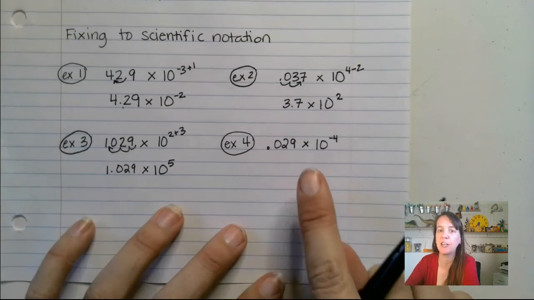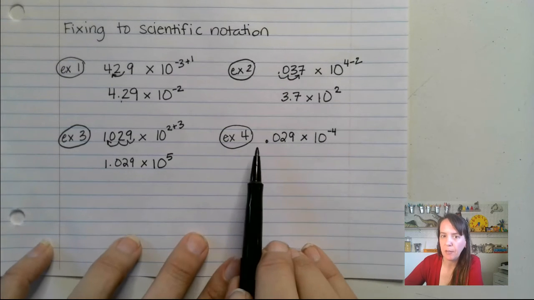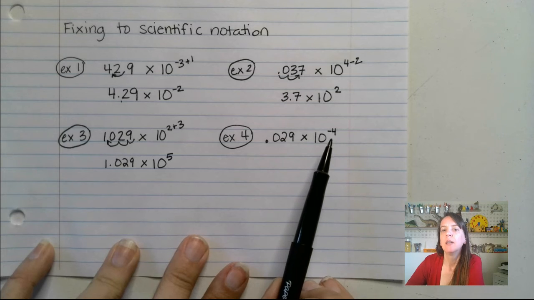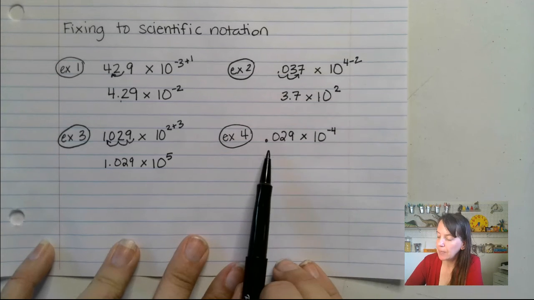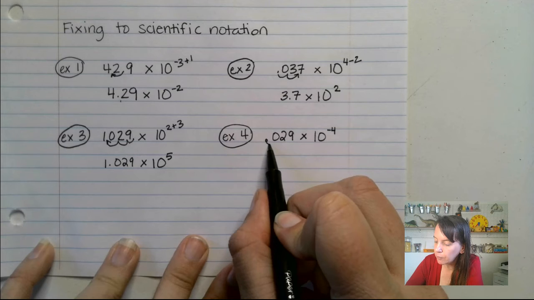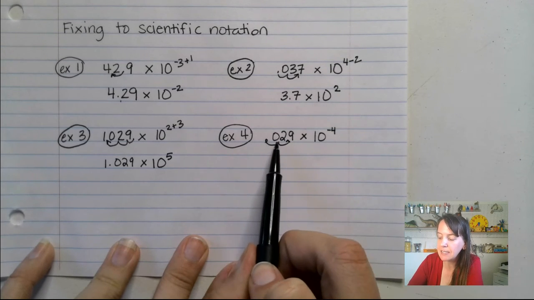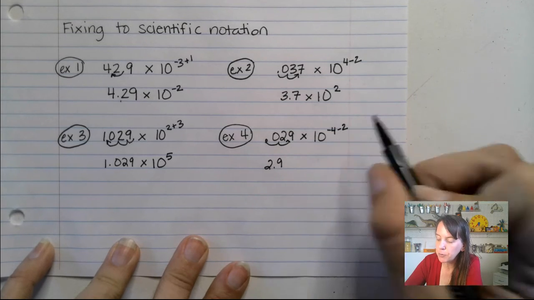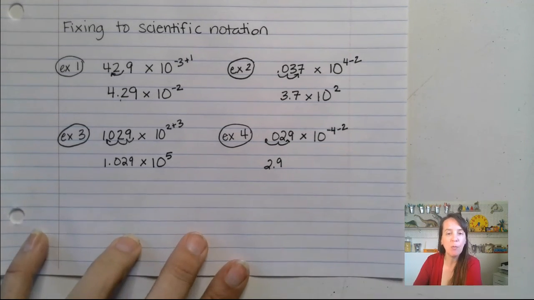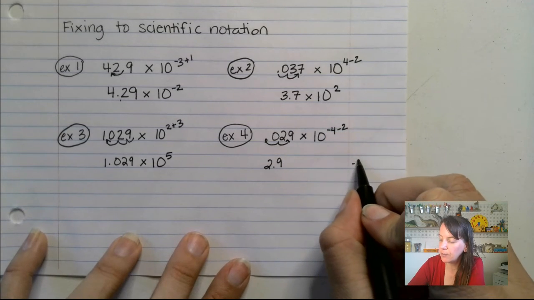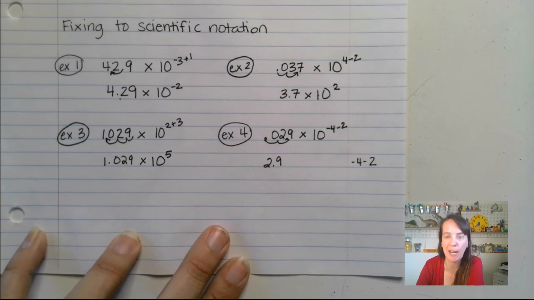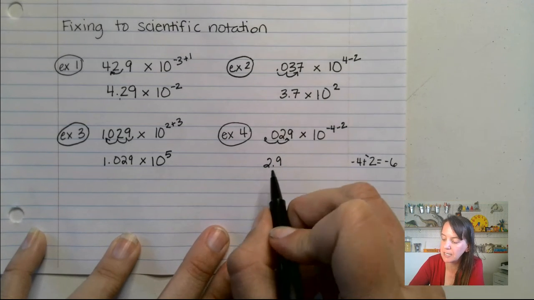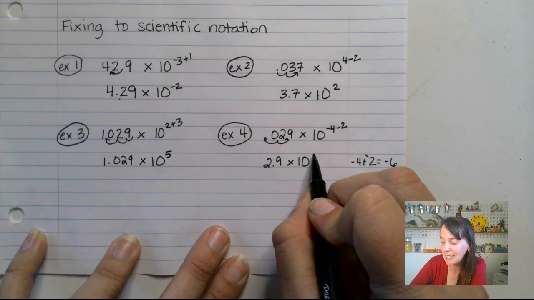Okay, I've thought of another example here that I think is going to be kind of important. Let's talk about this. It's 0.029, or 29 thousandths, times 10 to the -4. What we want to do is move this decimal over 1, 2 spots, and I'm making this number larger, so it's now 2.9. So I have to make this smaller by 2. You'll notice I'm minusing by 2, but now this is -4 minus 2. Remember, we don't subtract, we add the opposite to give us -6. So this is 2.9 times 10 to the -6.